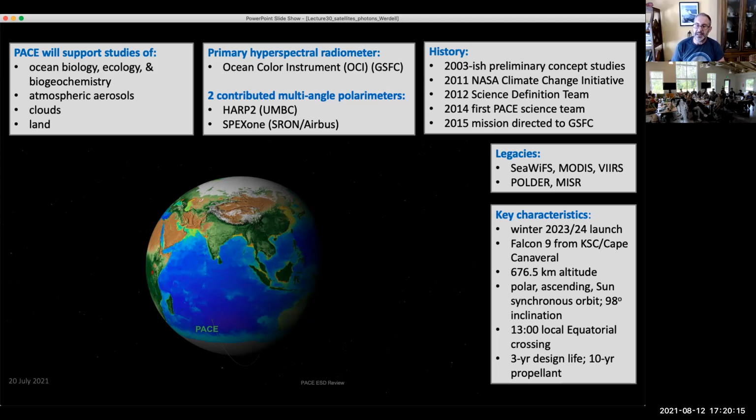Like most LEO instruments, it's roughly 700-kilometer altitude. This is LEO, so it's polar, ascending, and sun synchronous. And what sun synchronous means is that it's always looking at the same place on Earth at the same time of day every day. So our equatorial crossing is 1 p.m. But that means every day it will cross the equator at 1 p.m. But wherever you return home to, if you look up at 1 p.m., it may be flying over you, independent of the latitude that you're at.